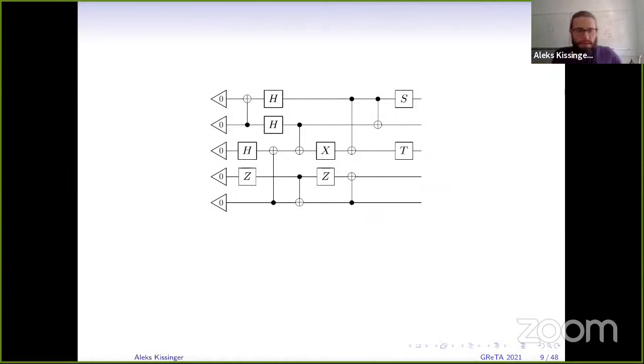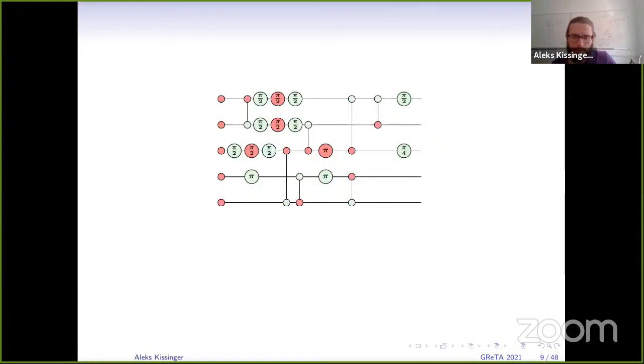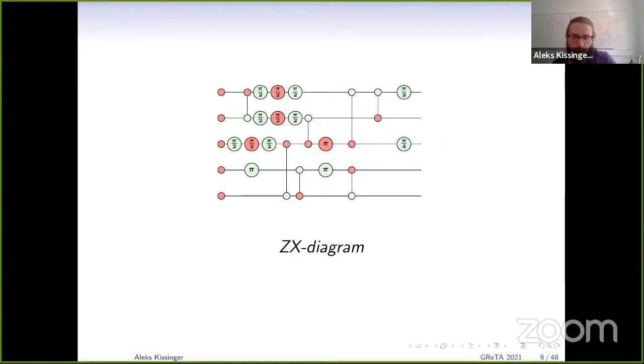So a different thing you can do is take this circuit and break it down into something more basic. So these gates, you can kind of chop open and you get something more primitive underneath. And this more primitive thing is what we call a ZX diagram. And the things in this diagram are called spiders, or if you're from a particular kind of category theory community, you might know these things as commutative Frobenius algebras, but we just call these things spiders.